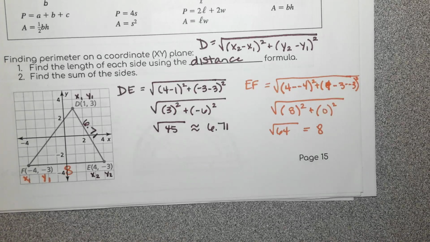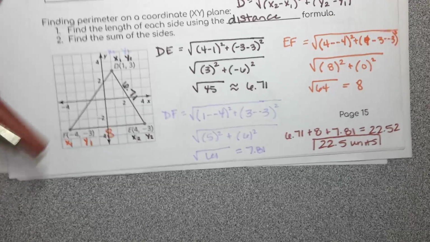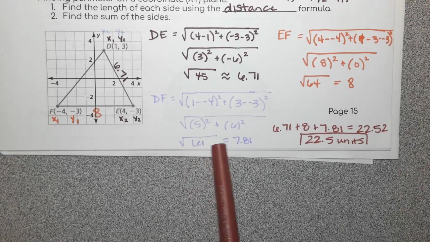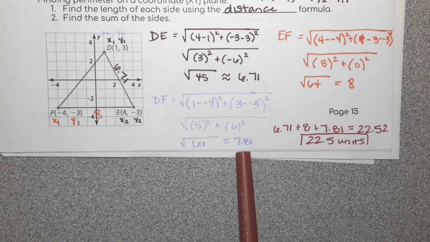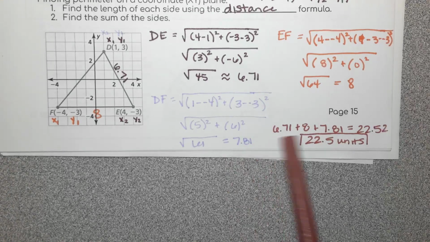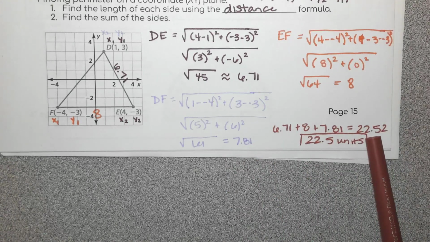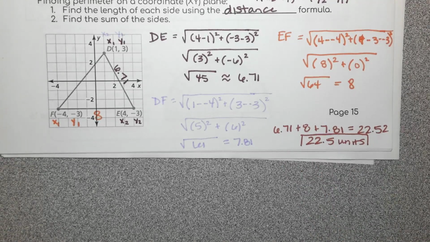Alright, find the last side. This one you do need the distance formula because it's not on the grid. When you found the last side DF, or FD, whatever you called it, it was 7.81. And then we add all 3 sides together and we get 22.52, and then I just rounded to 1 decimal for my final answer. You need at least the tenths place, unless it says to the hundredth, which it didn't say.